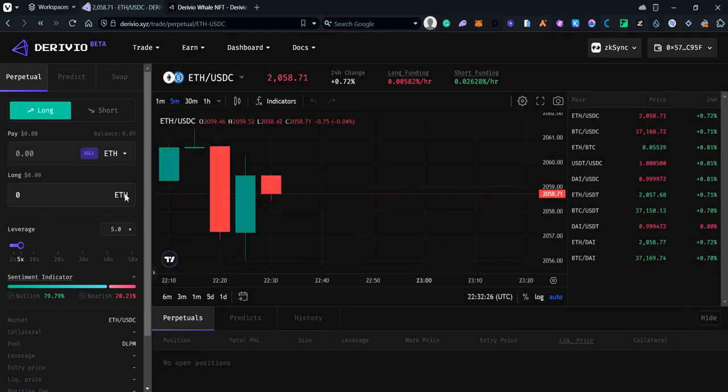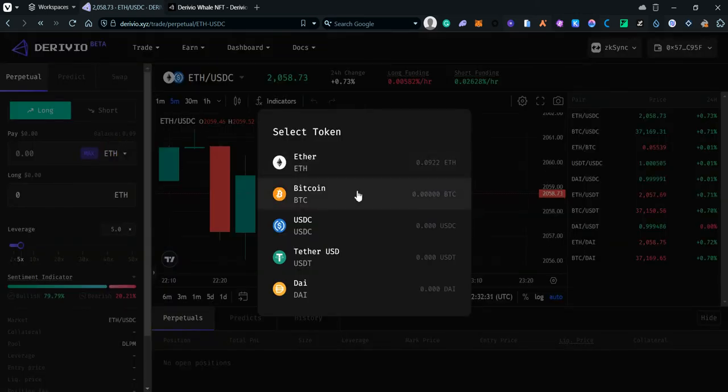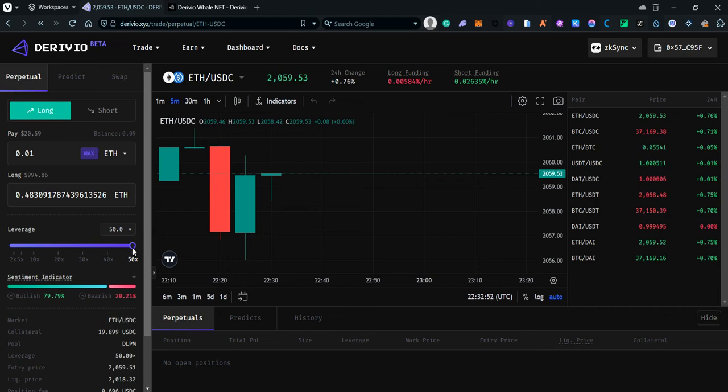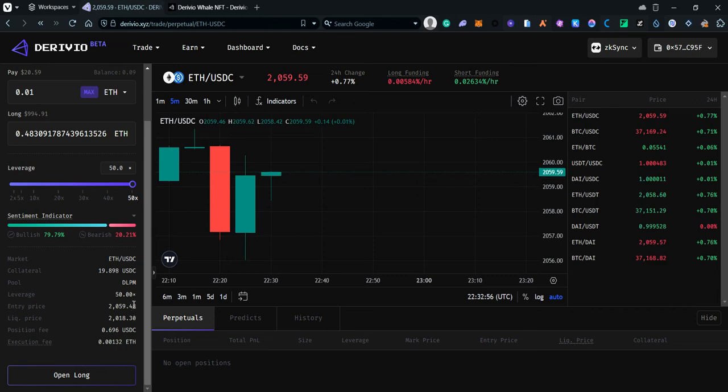Use all the features. So number one, we have perps, which is just trading with leverage. For example, we have ETH, Bitcoin, USDC, Tether, and also DAI tokens. Now here we also have the leverage, which you can push until 50. So if I do 0.01, for example, I can actually move this until 50x. Obviously, please don't use 50x because you will get screwed in no time. I'm talking about past experience. I've lost a lot of money by using a lot of leverage.